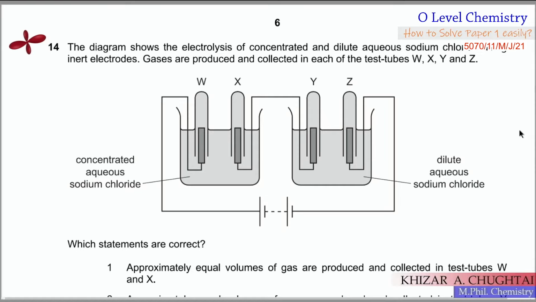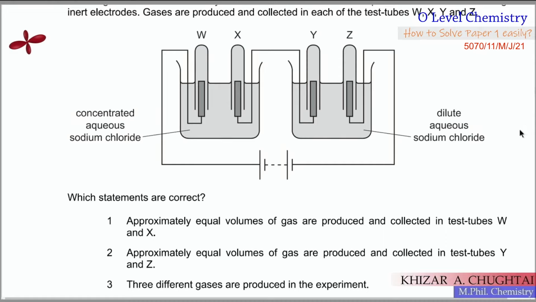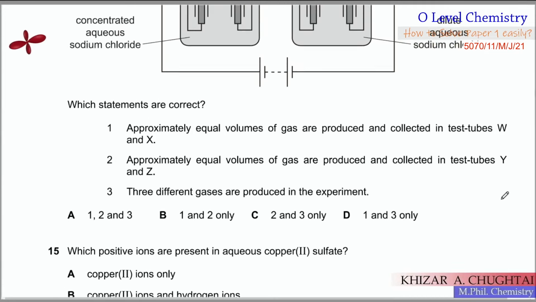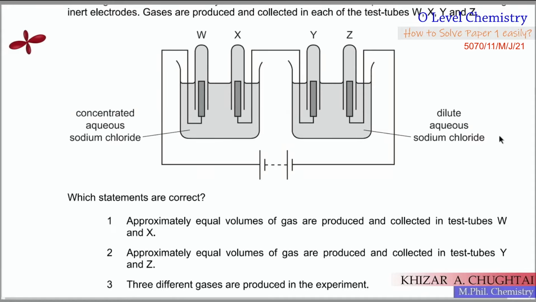Question number 14. The diagram shows the electrolysis of concentrated and dilute aqueous sodium chloride using inert electrodes. Gases are produced and collected in each of the test tubes W, X, Y, and Z. Which one statement is correct? In this case, there is the concentrated aqueous sodium chloride, and here is dilute aqueous sodium chloride. Approximately equal volumes of the gases are produced and collected in test tubes W and X.